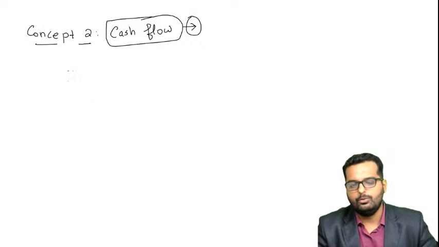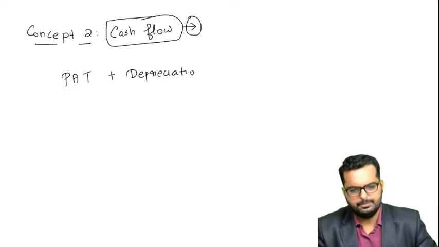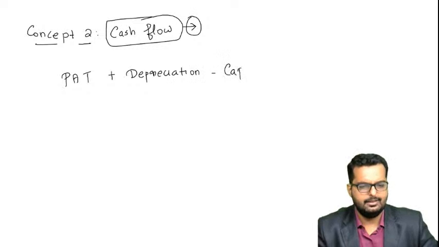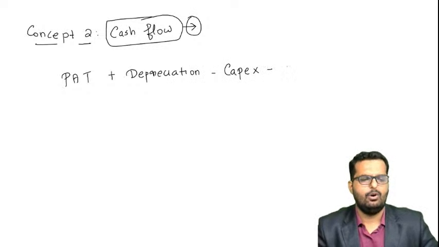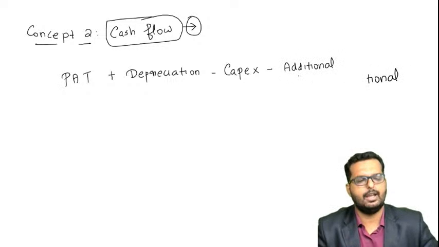Cash flow can be found out using a formula. Profit after tax plus depreciation minus capex or investment minus additional working capital.